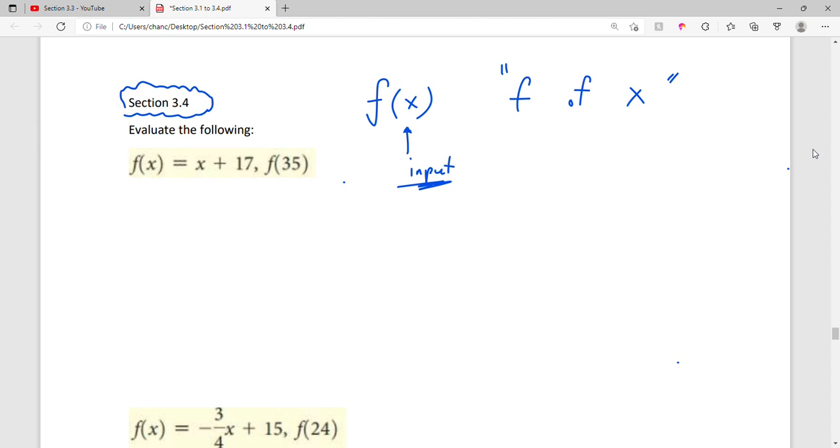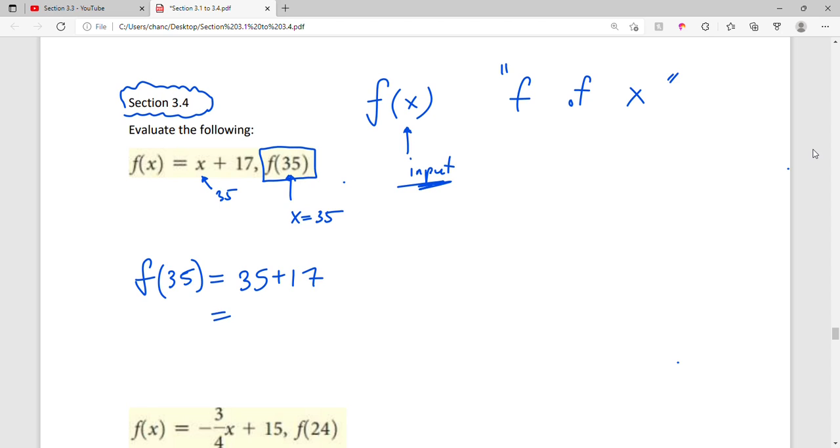In example 1, we have f of x equals x plus 17, and I want to find f of 35. What does this tell me? It tells me I need to plug in x equals 35 into the original function. So let's plug a 35 into that x. To write this properly, you must write f of 35 first, then you can do the substitution. Let's replace that x with a 35 and then add 17.